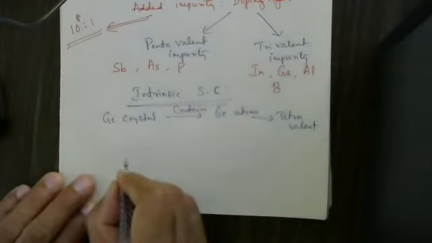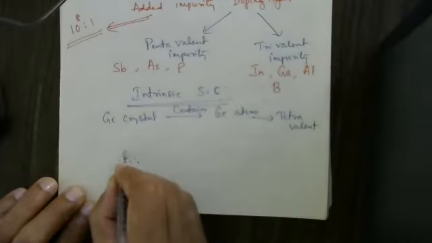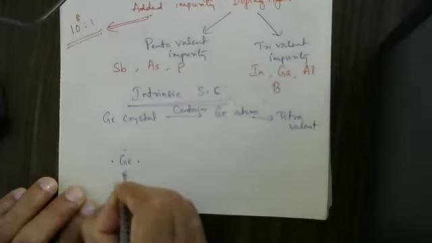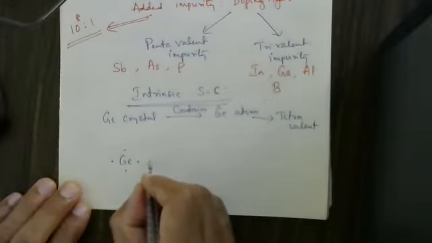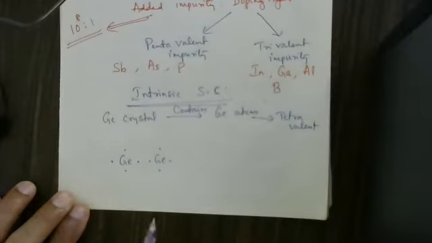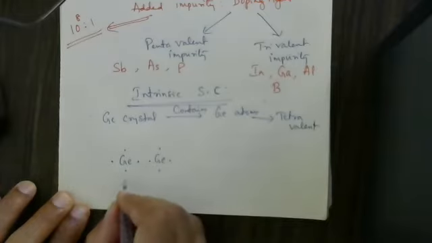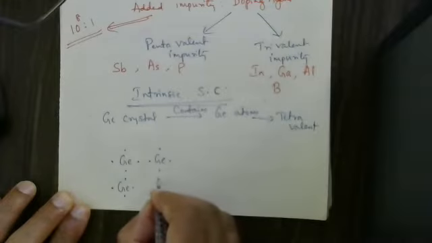I will show it here. This is germanium, one atom having 4 valence electrons. These are the 4 valence electrons germanium is containing. Neighboring, one more germanium atom is there. Like this. This is another germanium atom. 4 valence electrons for this germanium, 4 valence electrons for the other germanium. Next one, it is containing one more germanium atom here. Like this, another germanium atom.